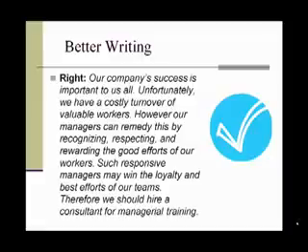Our company's success is important to us all. Unfortunately, we have a costly turnover of valuable workers. However, our managers can remedy this by recognizing, respecting, and rewarding the good efforts of our workers. Such responsive managers may win the loyalty and best efforts of our team. Therefore, we should hire a consultant for managerial training. Now, look how much more understandable this paragraph is.